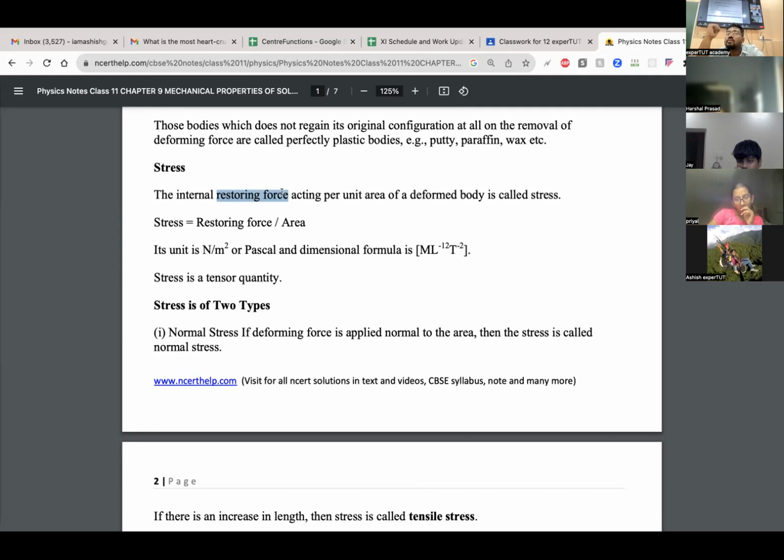Now the body will not be able to go back. If you applied 50, and the atoms were under stress, if you remove that 50, they will go back to the original distance. Understood? This is called elastic limit.